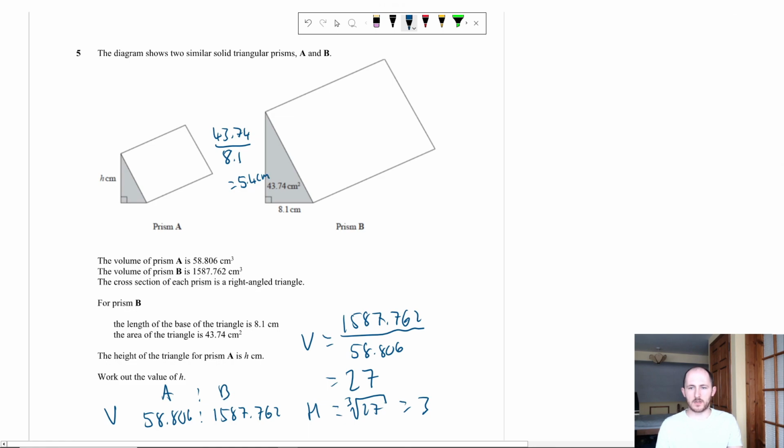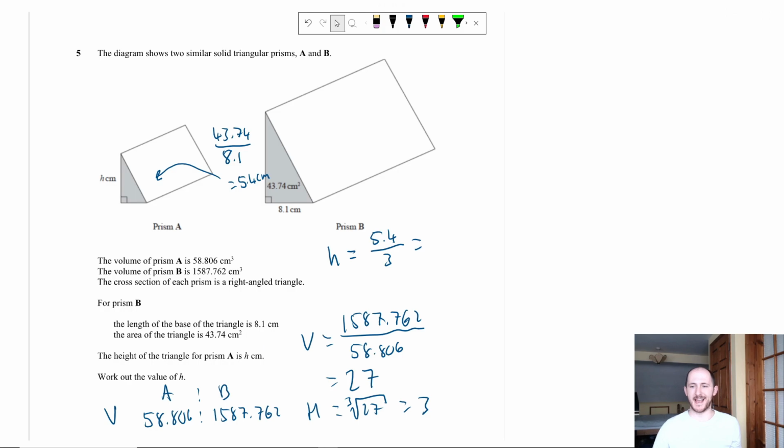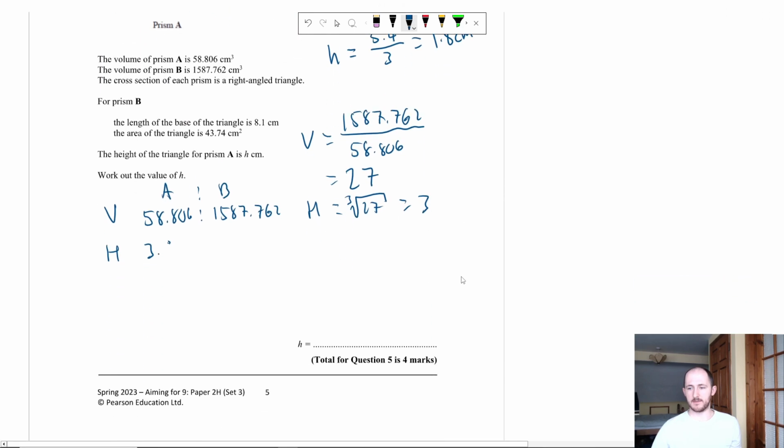So now to go to prism B, I can see it's a smaller prism, right? So I'm going to take that 5.4 and divide it by 3. If I was going to the bigger prism, I'd times by 3. That's the logic, right? I can see visually it's getting smaller, so I should divide, which gives me an answer of 1.8 centimeters. Easy peasy lemon squeezy.